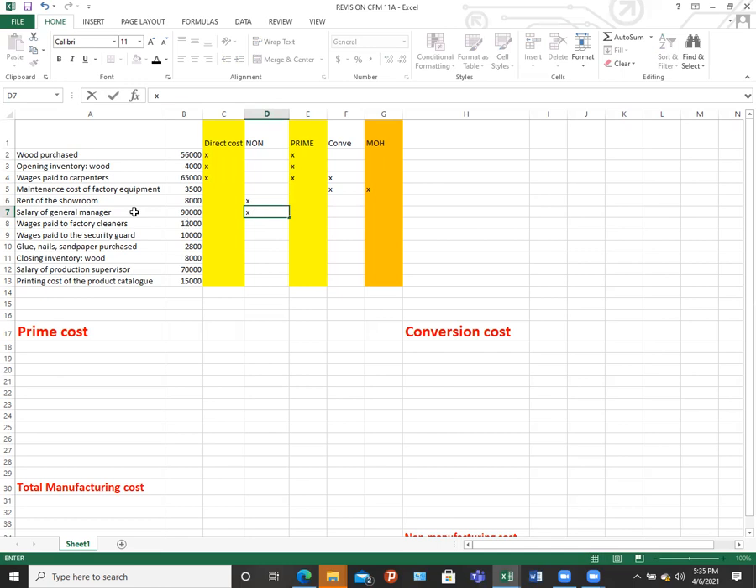If they said general manager for factory, you see, what about wage paid to a factory cleaner? Listen, guys. Wage paid to factory cleaner is manufacturing overhead. It's only manufacturing overhead, guys. Conversion cost, it's conversion cost.